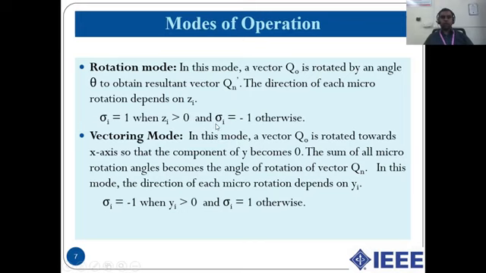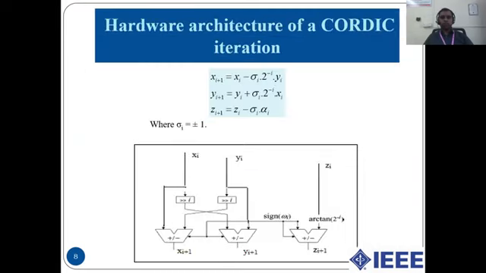And the vectoring mode: in this mode, a vector Q0 is rotated towards the x-axis so that the component of y becomes 0, and the sum of all micro rotation angles becomes the angle of rotation of vector Qn. In this mode, the direction of each micro rotation depends upon yi, whereas yi is going to be some intermediate vector.